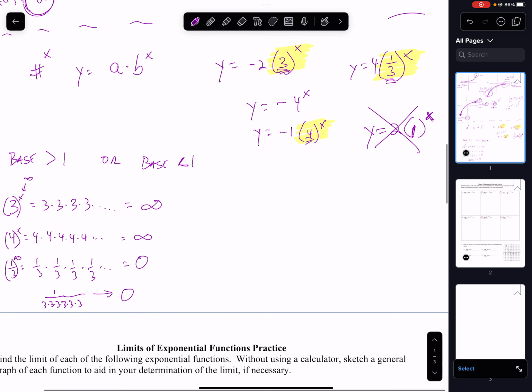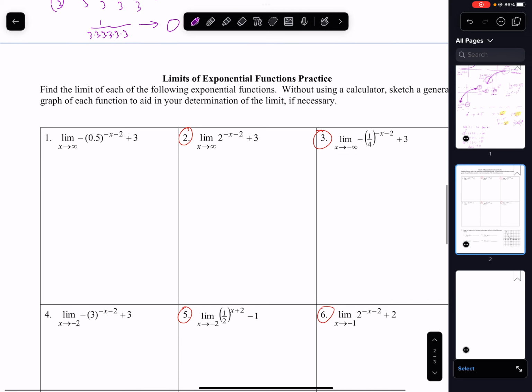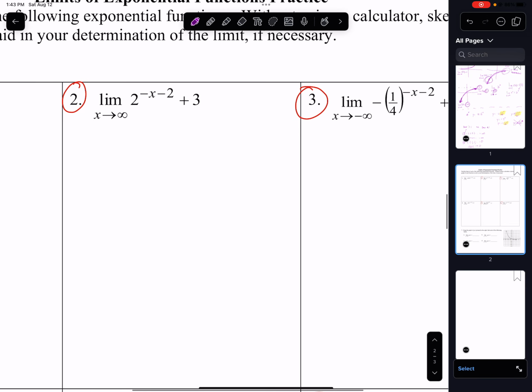Okay? So we're going to apply that situation here to do some of these that we skipped. So right here, I'm going to plug in infinity for x. So think of this as 2 to the negative infinity, minus 2, plus 3. So we're going to start simplifying. Negative times infinity would be negative infinity minus 2 plus 3. Now I'm going to do the negative infinity minus 2. Well, that's still just going to be negative infinity, because if you subtract 2, it doesn't do much to infinity. It just keeps it as negative infinity.